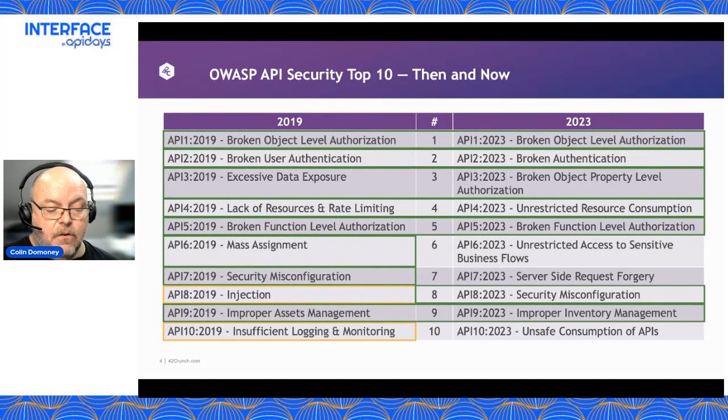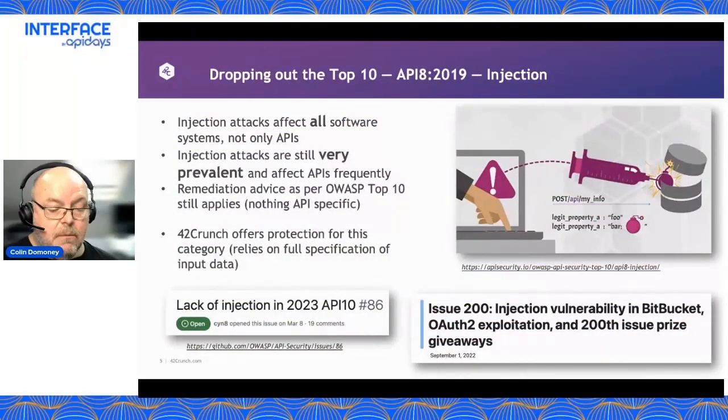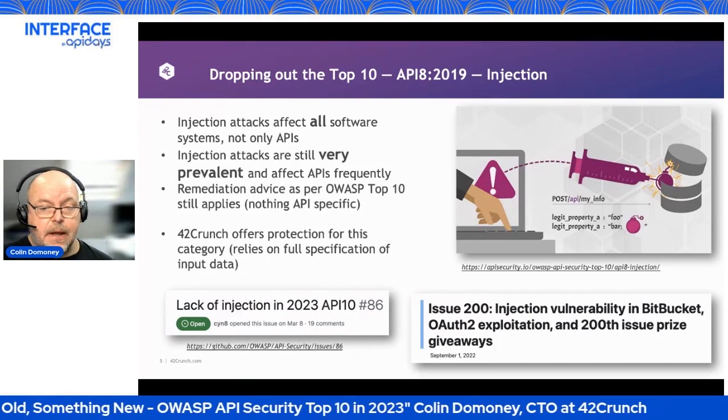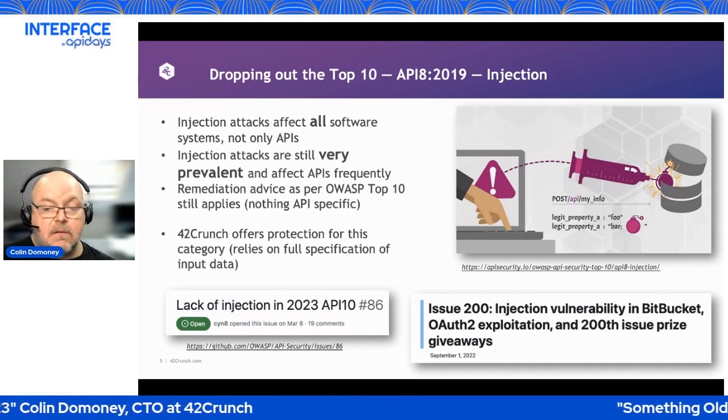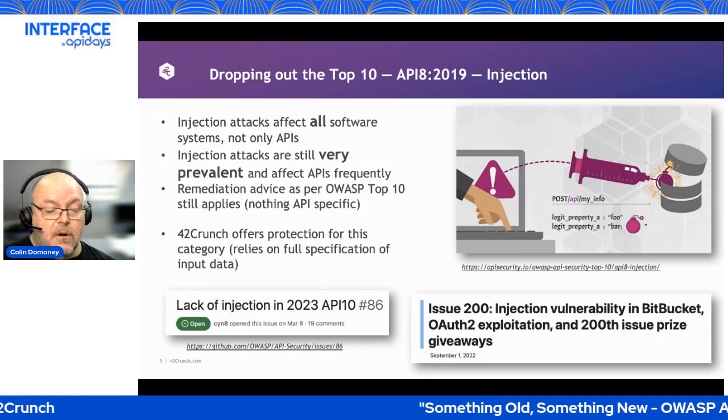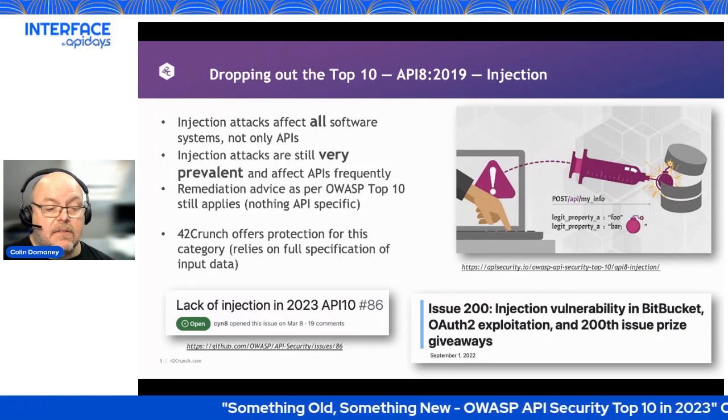Just summarizing: we've got two dropping out, six or seven staying the same, and then three brand new ones. The ones that have dropped out, I won't go into in detail. I think everybody should know what injection attacks are. The issue with injection attacks is they affect all software systems, not only APIs. This doesn't mean that we've solved the problem of injection. Injection is still very prevalent. As recently as September of last year, I discovered a write-up on a command injection vulnerability in Bitbucket. So these haven't gone away. Don't think that injection attacks are no longer prevalent. They're definitely still there, and people know how to attack these.